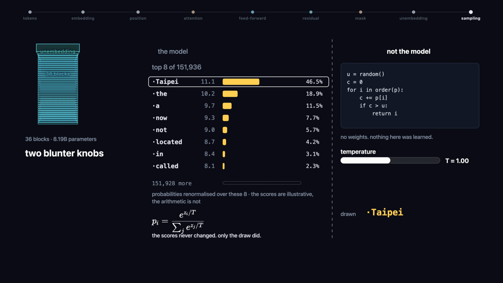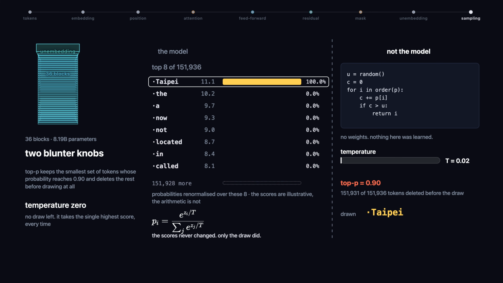Temperature is not the only knob, and the others are blunter. Top P throws away the tail of the distribution before drawing at all. Set temperature to 0, and there is no draw left. It takes the single highest score, every time. That last one is worth knowing because it is what most benchmark numbers are measured at, and it is not how the thing is usually run.